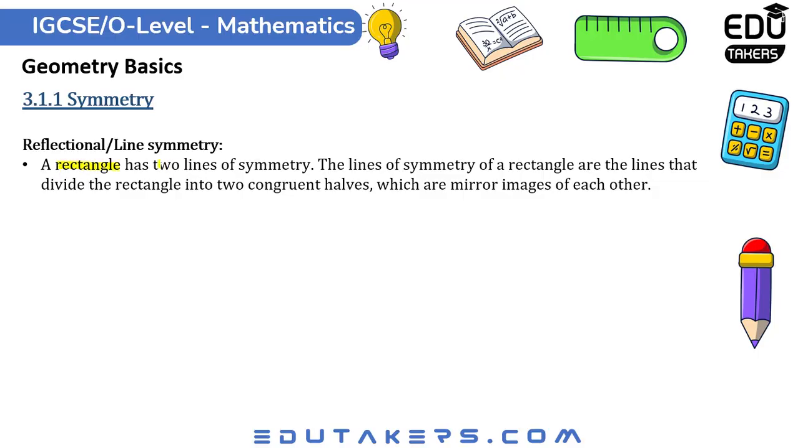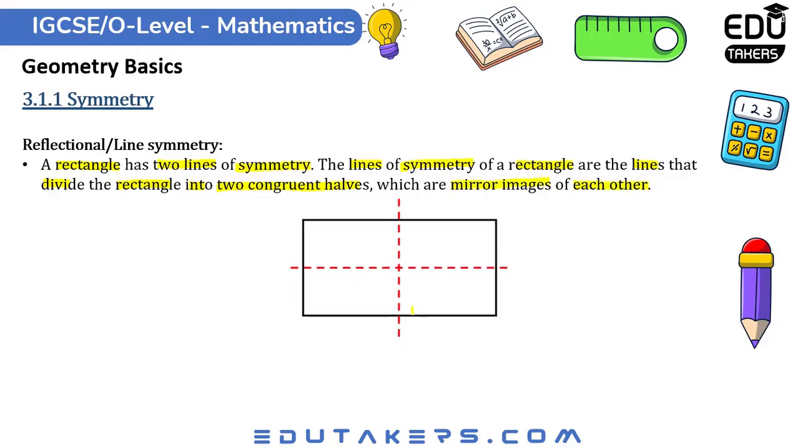A rectangle has 2 lines of symmetry. The lines of symmetry of a rectangle are the lines that divide the rectangle into 2 congruent halves, which are mirror images of each other, like this.